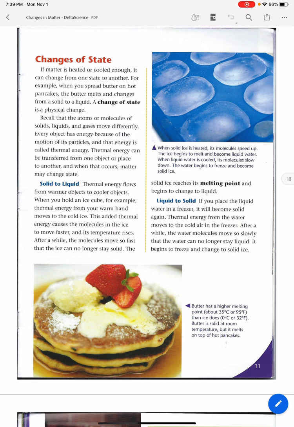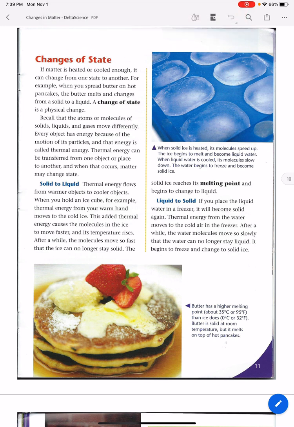Recall that the atoms or molecules of solids, liquids, and gases move differently. Every object has energy because of the motion of its particles, and that energy is called thermal energy. Thermal energy can be transferred from one object or place to another, and when that occurs, matter may change states.